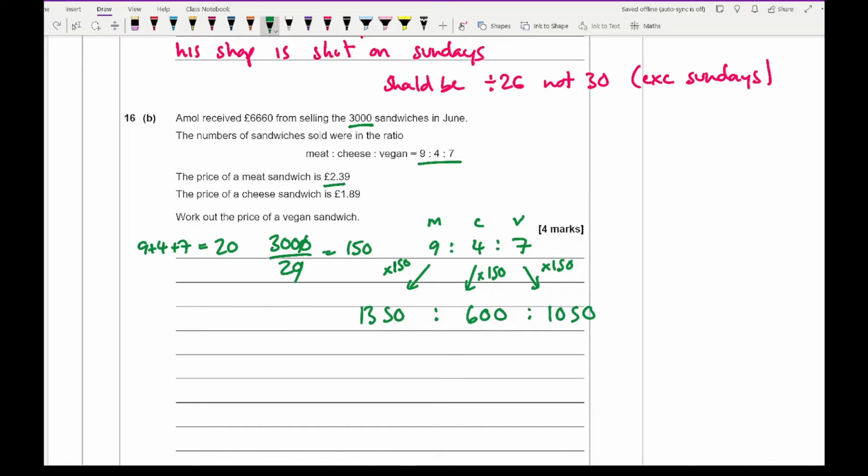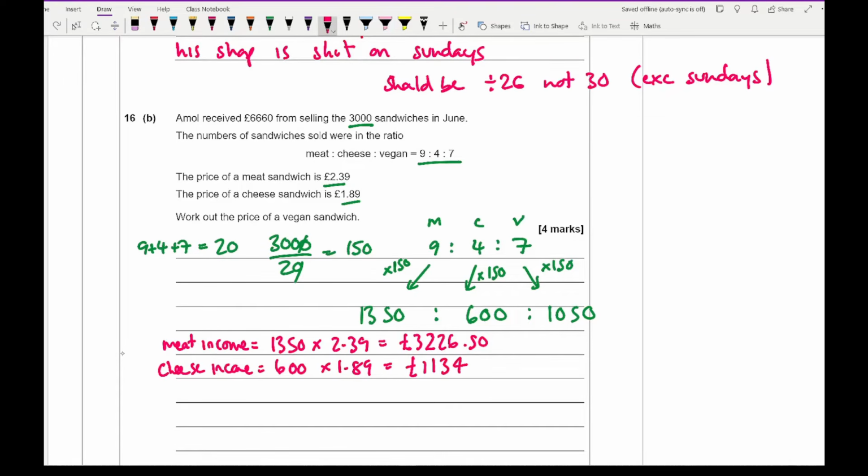So now what I need to do is work out how much money was made from each selling of those two that I know. So from the meat sandwiches, the meat income, we'll call it, it's going to be 1350 multiplied by 2.39. So 1350 multiplied by 2.39 gives me an answer of £3,226.50. From the cheese income, it's 600 multiplied by 1.89. So 600 times 1.89 equals 1134.